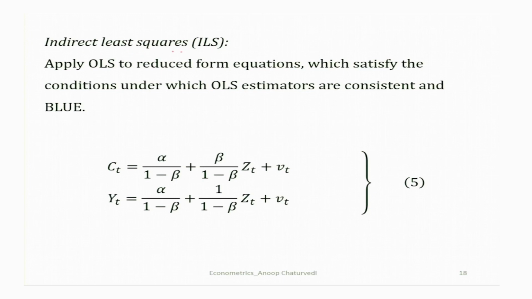In the method of indirect least squares, what we do? We apply OLS to reduced form equations. Now, these are the reduced form equations, and these reduced form equations satisfy the conditions under which OLS estimators are consistent and best linear unbiased estimators. So, applying OLS to these reduced form equations is not a problem. You can estimate the parameters using the method of least squares.